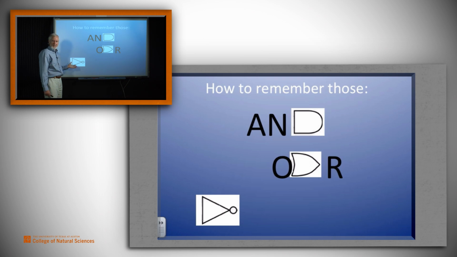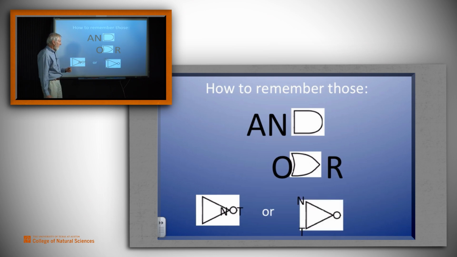For NOT, it's a little bit more difficult, but I've come up with staring at this little circle right here and thinking it's the letter O in the NOT. Alternatively, you could think of the triangle right here as being N-O-T. So those are a couple ideas I came up with for trying to remember which of these gates correspond to which of the logical operators.